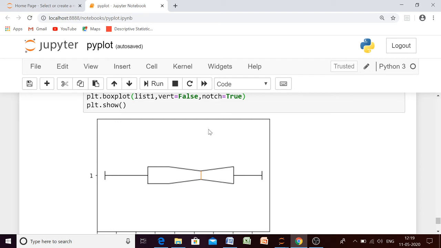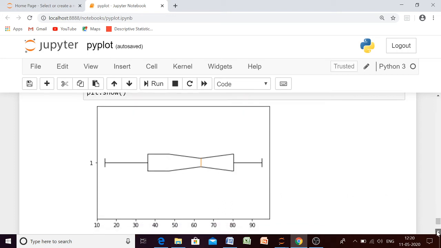So what you have to do? You have to use vert is equal to false if you want to change the alignment. If you want to make it horizontal, then you have to write vert is equal to false. If you want to make the notched box plot, then you have to use this one. Notch just means narrowing the box plot around the median. If you make it true, then your box plot will be narrowed near your median value, and you will have the result like this.